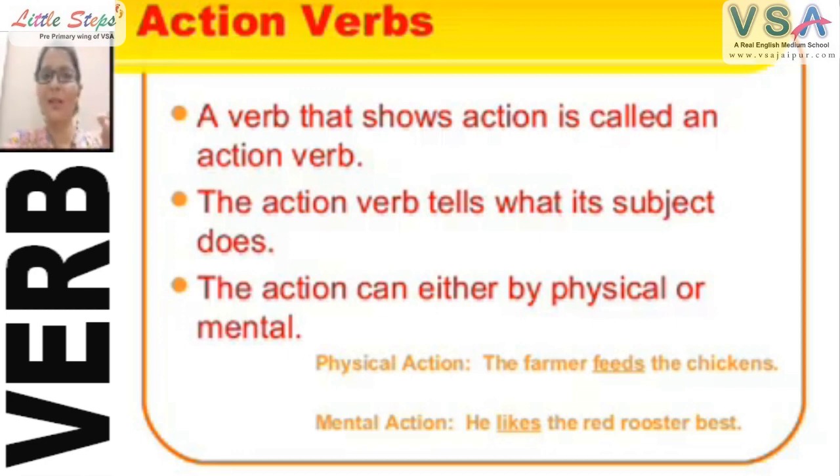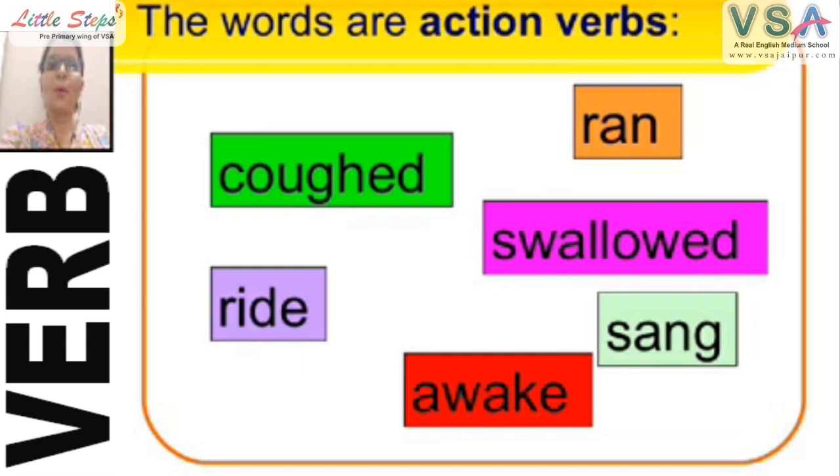And this is the mental action in the next sentence. As it is written, he likes the red rooster best. Again, in the next sentence we are talking about the same farmer, but here he is not doing any physical action, he is doing a mental action. And what is the mental action? That he likes. Likes is a mental verb, but it is a verb. It is a kind of action verb. Our body is not working here, our mental status, our mind is working here in the next sentence. Let's move further and know about the action verbs.